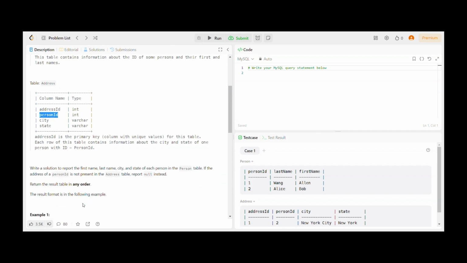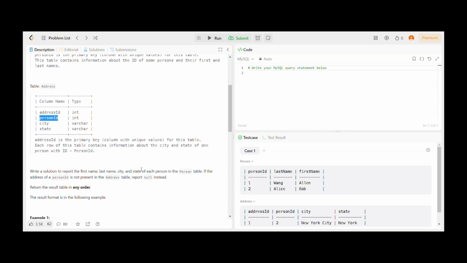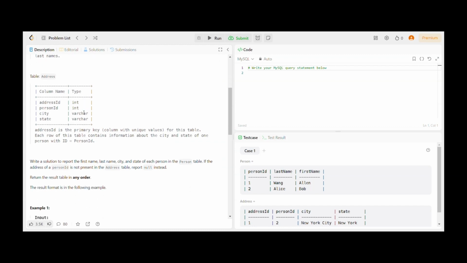Now, for the solution, we have to report the first name and the last name, which are from this table, and the city and state, which are from this table. So we have the values of both the tables in one table, so we have to combine them. If the address of a person ID is not present, then we have to report null instead.